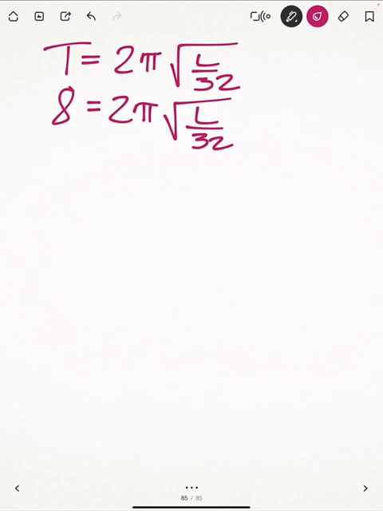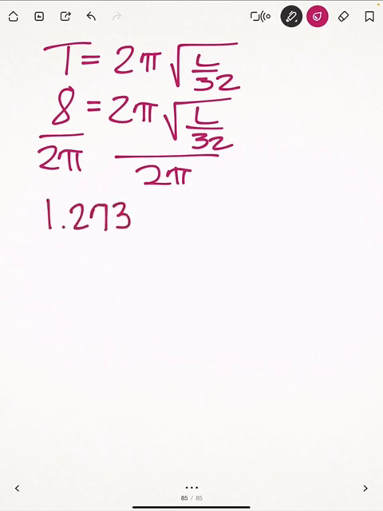Now, we could have solved this for L already, but since I already went ahead and committed to it, we'll just go ahead and solve it. First thing I want to do is divide both sides by 2 pi. When I do that, I should wind up with, and I'm rounding because it was a pretty large number, 1.273, which is equal to the square root of L over 32.